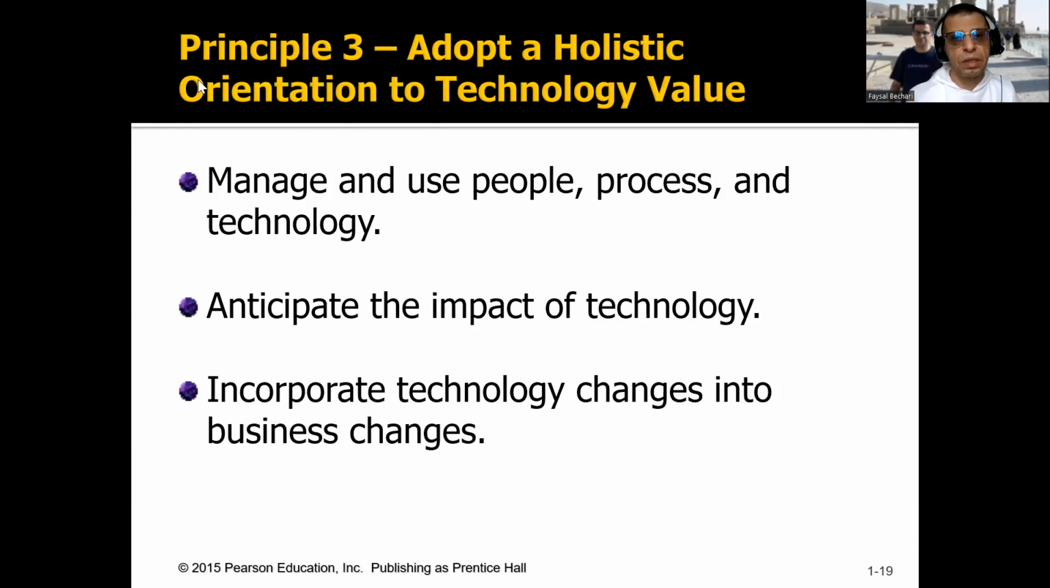The third principle that you want to examine is adopting the holistic orientation to technology value. The whole idea is to manage and use people first. Manage and use people, processes, and technology, the whole thing together. Anticipate the impact of technology on the people and the processes also. Incorporate the technology changes into business changes. So if the technology changes, you put it into the business, and if the business changes, you bring technology that meets the business. So these two are a must, helping each other.